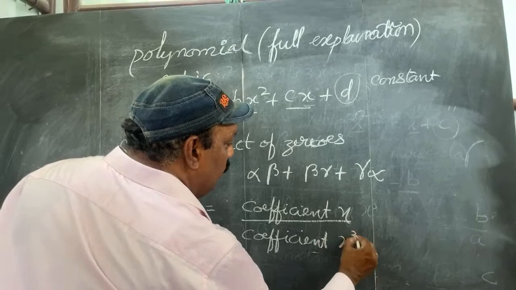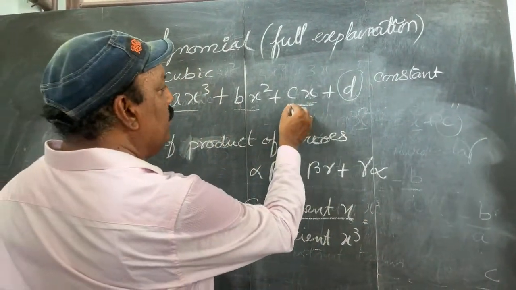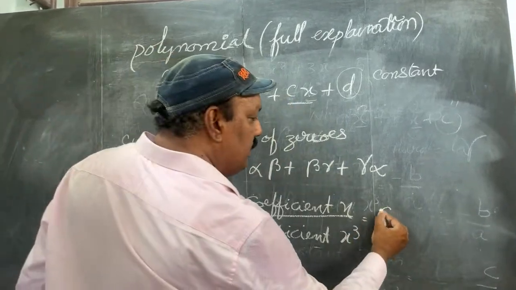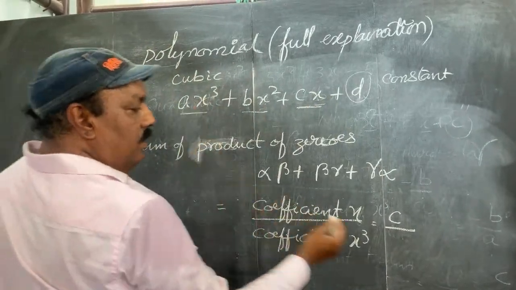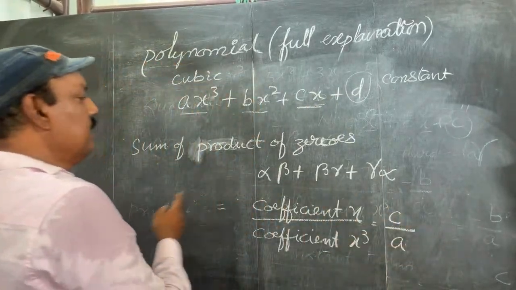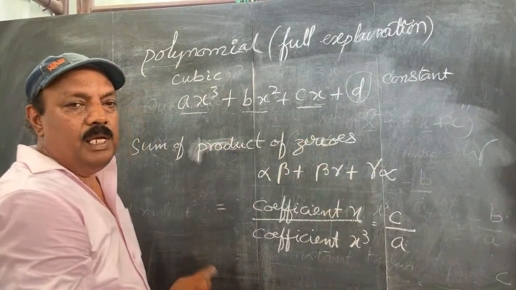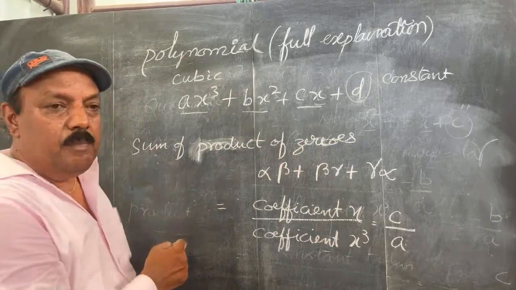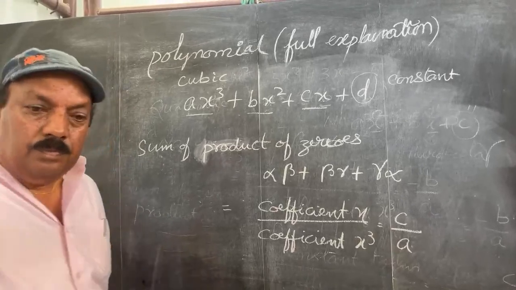Coefficient of x by coefficient of x cube. Here, what is the coefficient of x in this cubic polynomial? I think we can say easily c. C is the coefficient of x and the coefficient of x cube is a. So c by a is the formula for the sum of the product of the zeros in the cubic polynomial. So finally, how many formulas do we have in the cubic polynomial? 3. In the quadratic polynomial, 2.